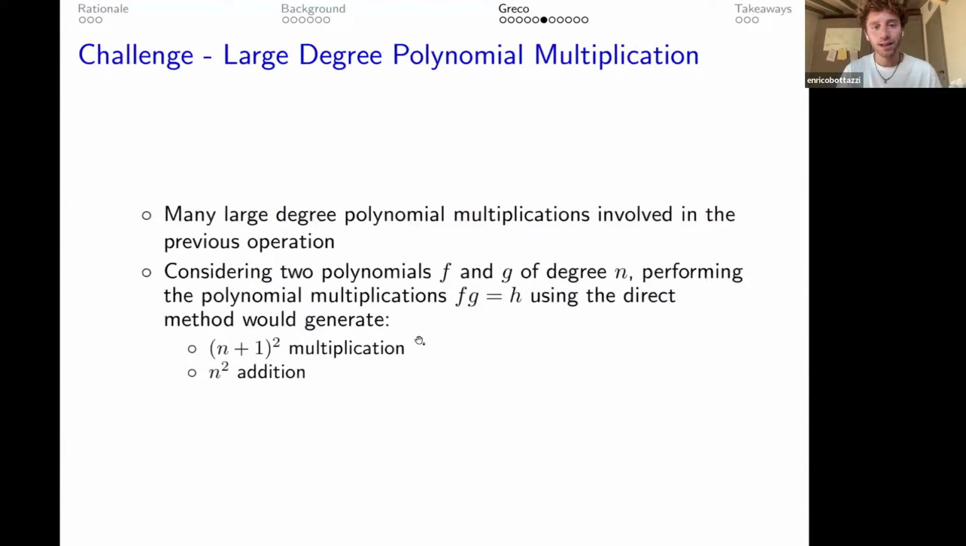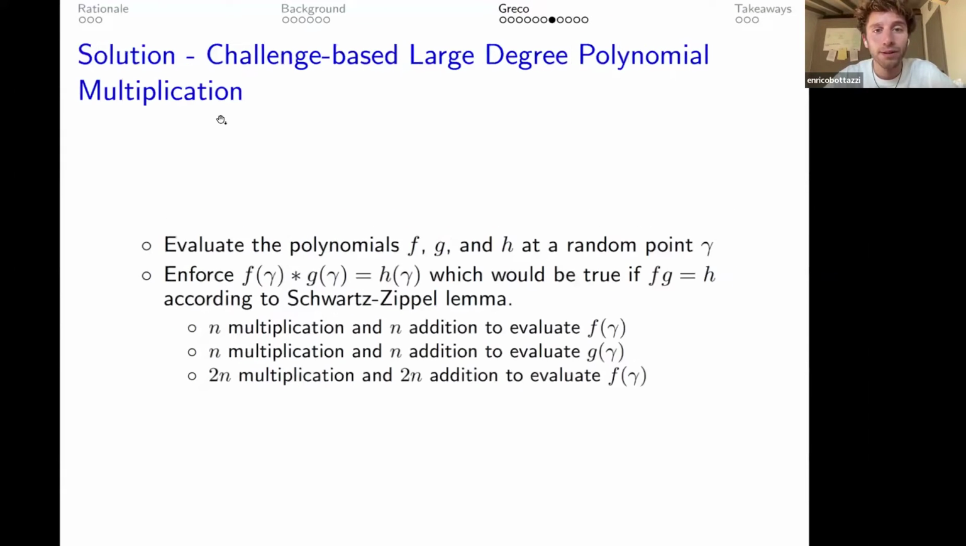As a starting point, what we implemented was a very naive way of performing polynomial multiplication using the direct method, which is how they teach you polynomial multiplication at school. And this has a quadratic complexity in n, which is the degree of these polynomials. But we actually implemented a trick to allow this to be done in a more efficient way.